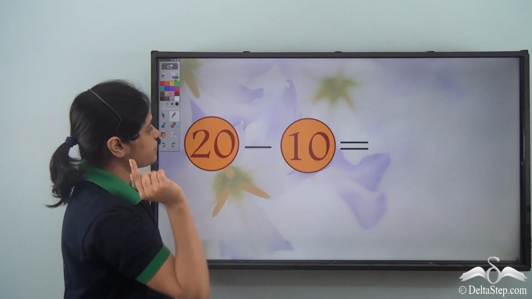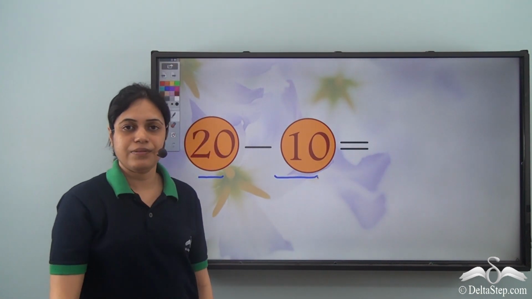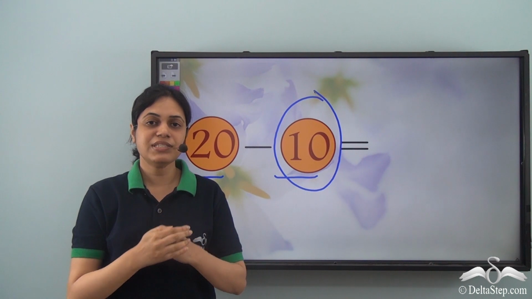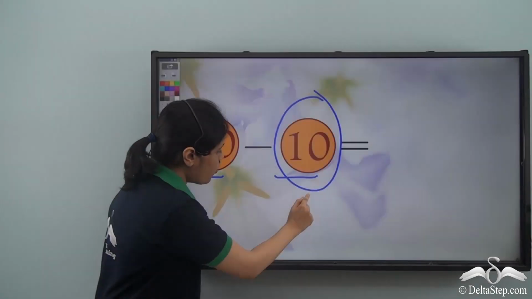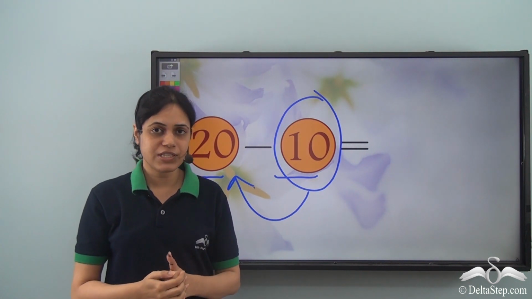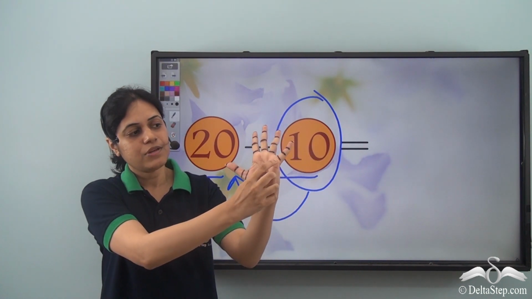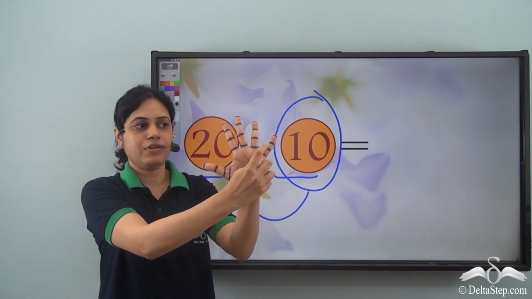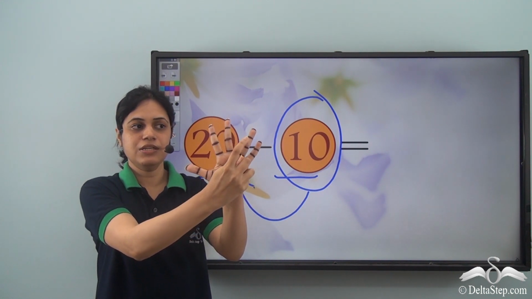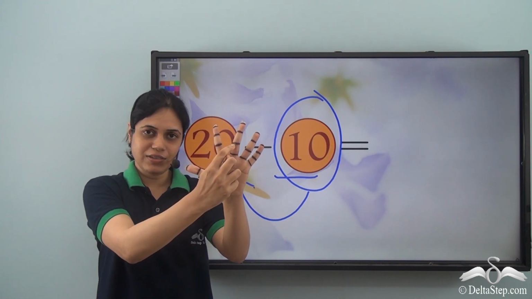Now let's try out this one. 20 minus 10. So we start from the second number. That is, I will start counting after 10 and go up to 20. So let's do that. What comes after 10? 11, right? So let's start with 11. 11, 12, 13, 14, 15, 16, 17, 18, 19 and 20.